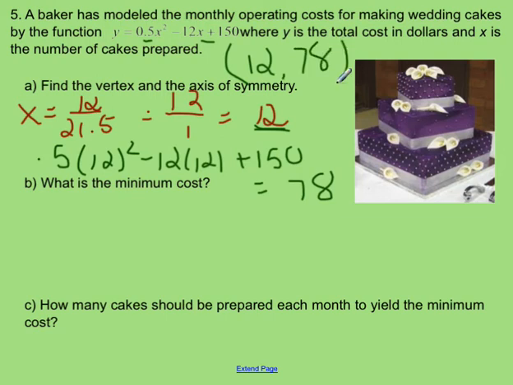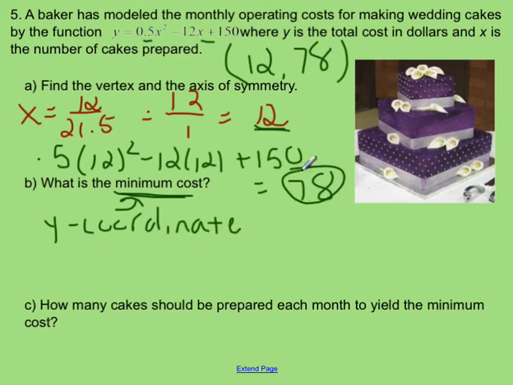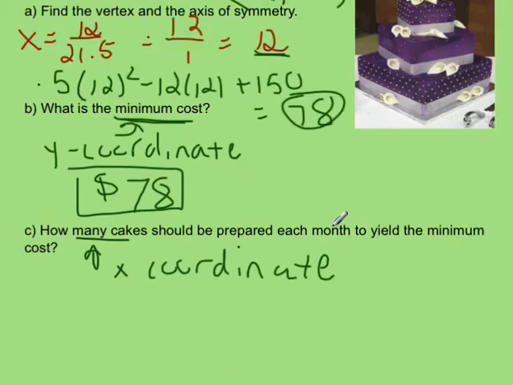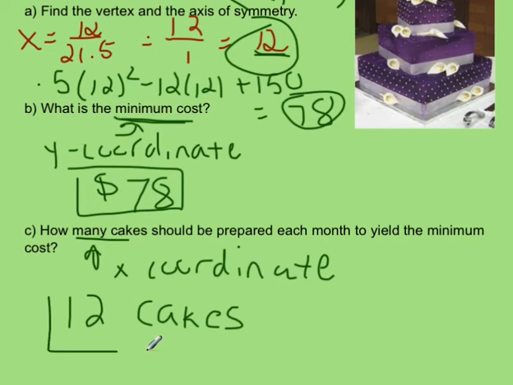So when we're talking about maximizing and minimizing cost, the minimum cost is always represented by the y-coordinate of the vertex. So what is our y-coordinate of the vertex? Well, it's 78. And we want to figure out what the cost in dollars is, so I just need to label it $78. Then when we're talking about how many cakes we need to prepare, that comes from the x-coordinate of the vertex. And the x-coordinate of the vertex, if you look up top, was 12. So if we prepare 12 cakes, we will minimize our cost at $78.